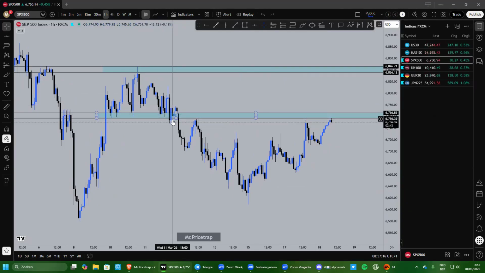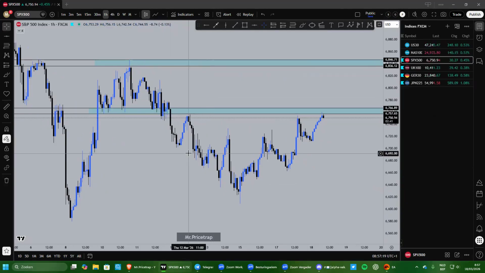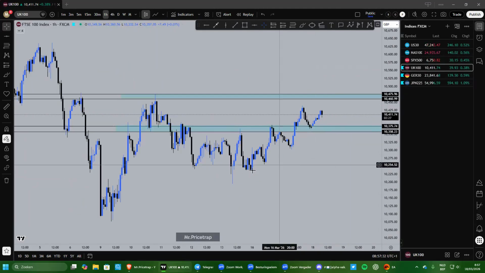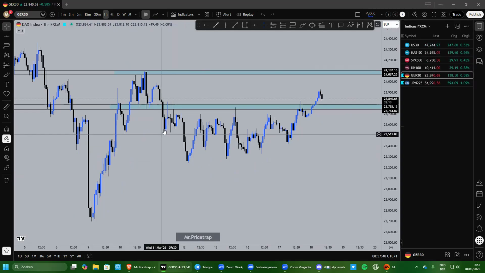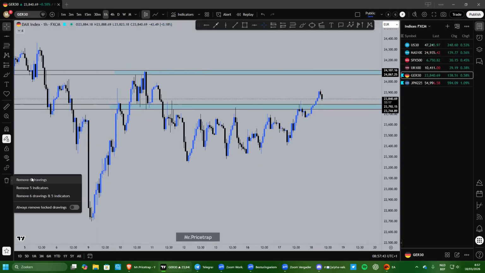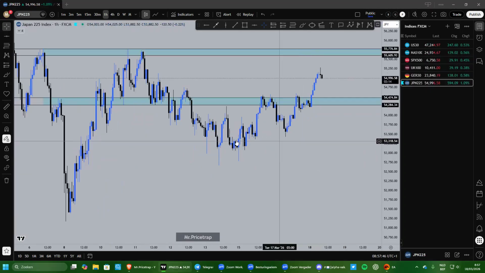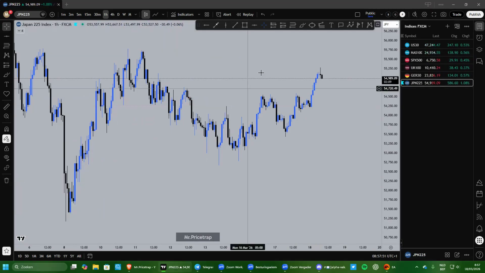So if you're wondering, does support and resistance work? Look at that. SPX 500 breakout, retest, boom. Another breakout, retest, boom. Breakout, retest, and we go, and we go, and we go. Another one, UK 100. Guess what? Breakout, retest, boom. Like Germany 30. Breakout, retest. Like I said, I could keep doing this. Japanese. Beautiful, right? I love to see that. I'm a happy person when I see that.